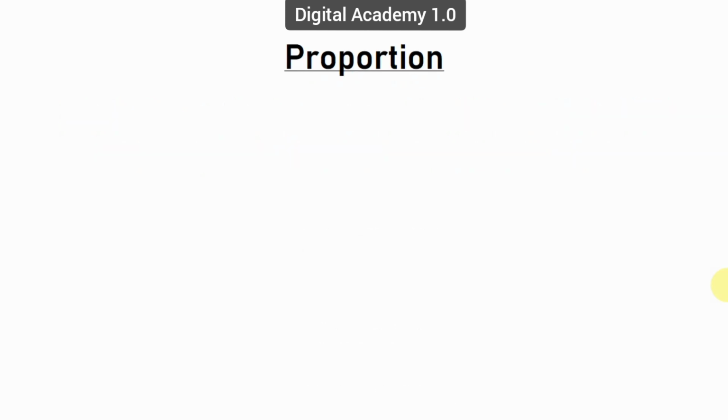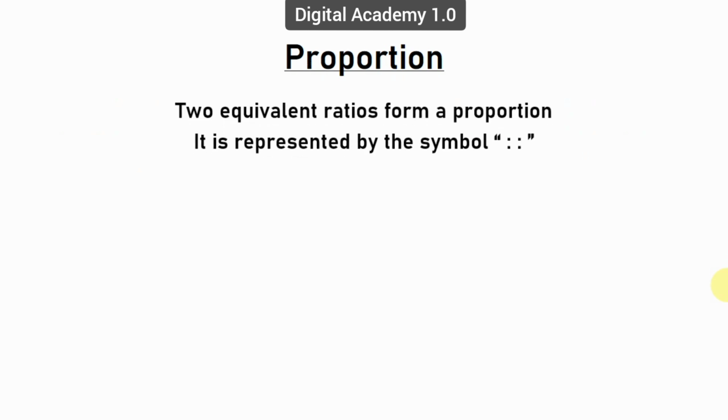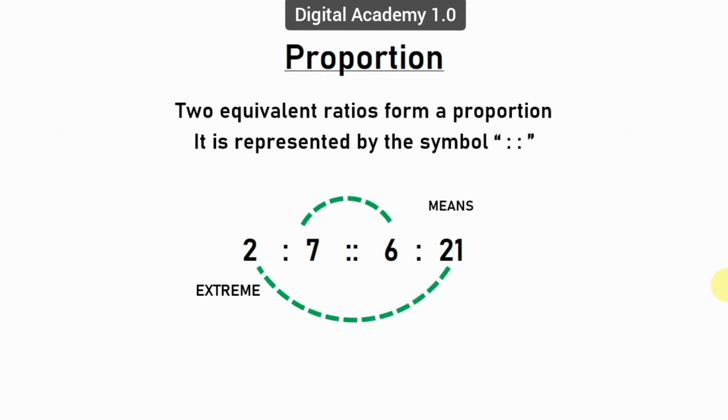Next, proportion. Two equivalent ratios form a proportion. It is represented by the symbol. For example, 2:7 proportion 6:21. The two middle elements of a proportion are called means, whereas the elements at both ends of a proportion are known as extremes.